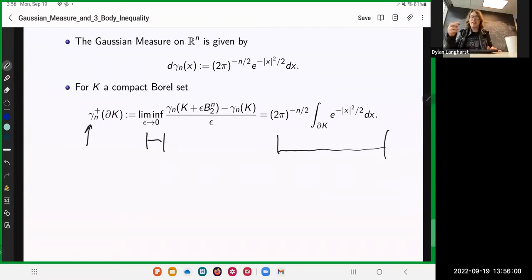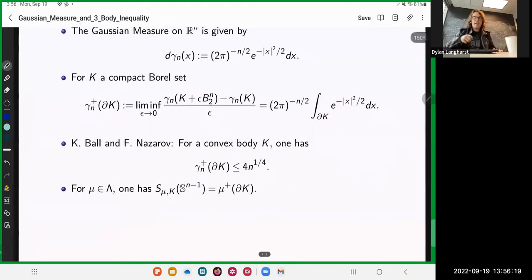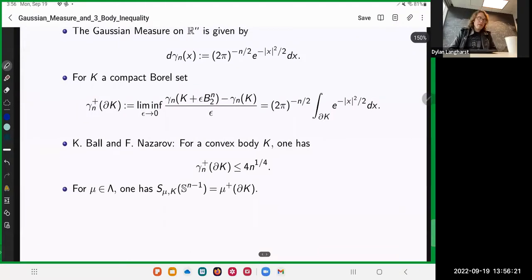In fact, in a paper by Keith Ball, he was able to construct a polytope where gamma_n plus of the boundary of the polytope was of the order square root of log n. So this doesn't have to be 1. That's what I'm trying to get at. The derivative can be unbounded. Just look at something like this. So Keith Ball showed, and then Fedor Nazarov showed it was asymptotically sharp, that the Gaussian measure plus of the boundary of K is bounded above by 4 n to the 1 over 4.